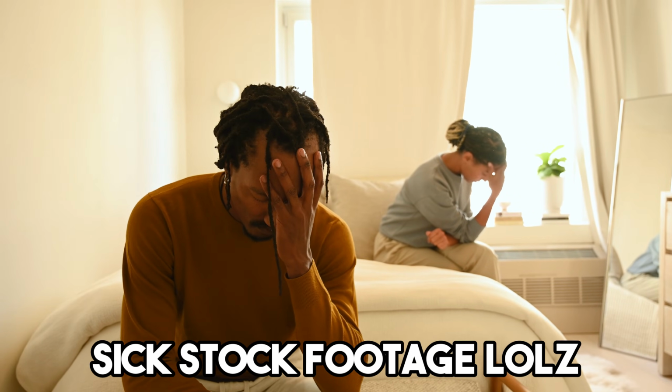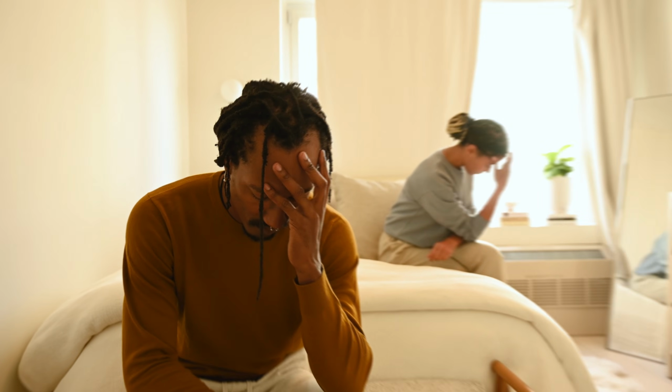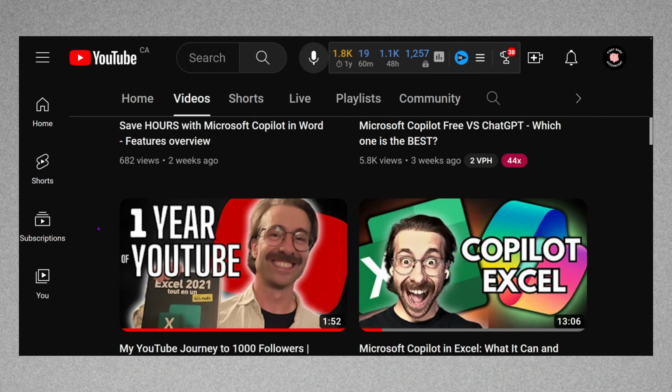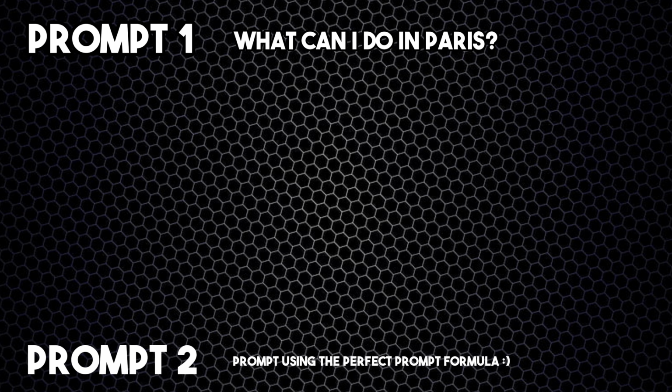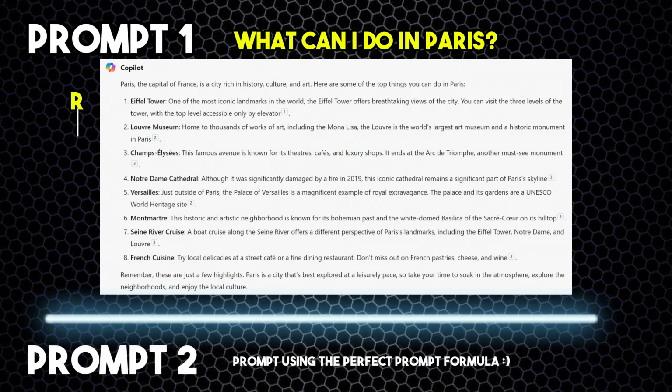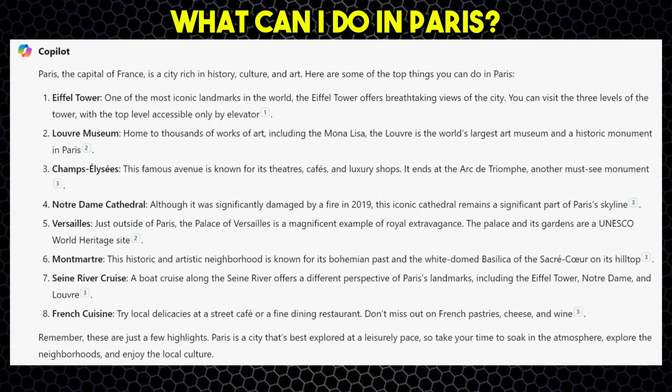Just like there are techniques to help you communicate effectively with a human, there are tips to help you get better results with Copilot when writing prompts. Here is an example of 2 prompts and the different results. I first asked Copilot, what can I do in Paris? Copilot gives us 8 bullet points as a result, including the Eiffel Tower and a bunch of other activities.